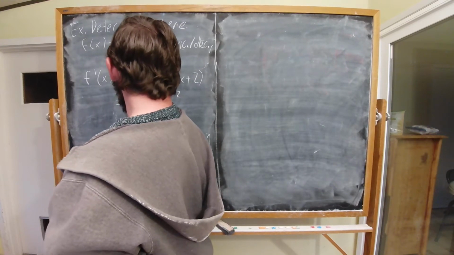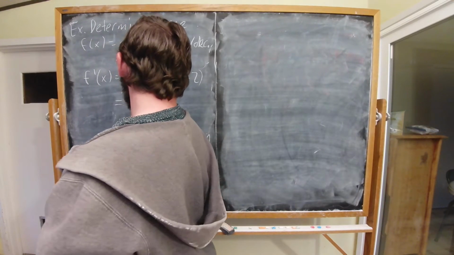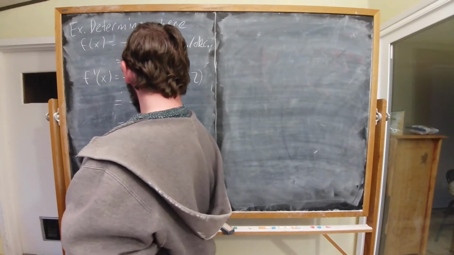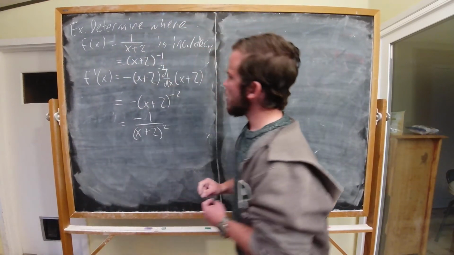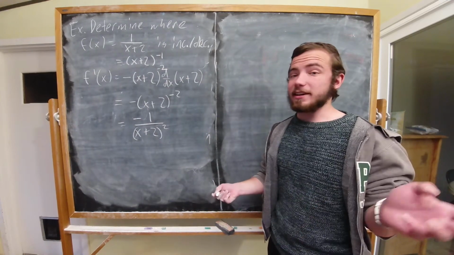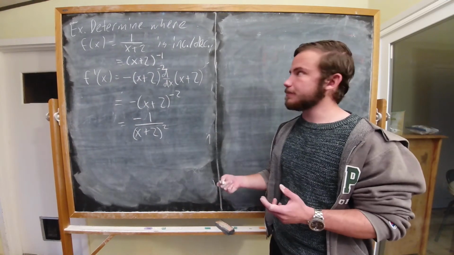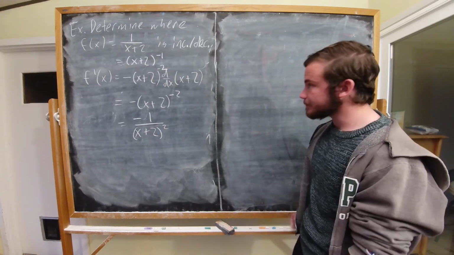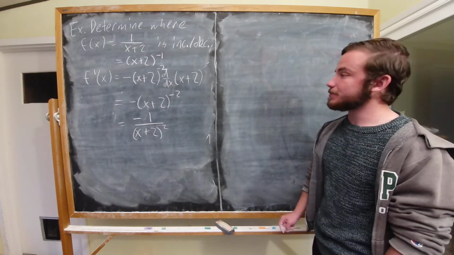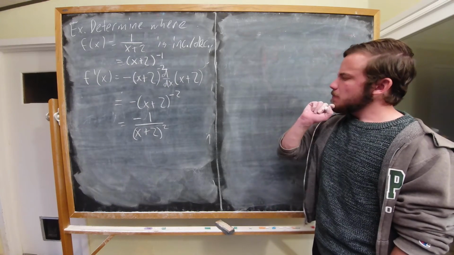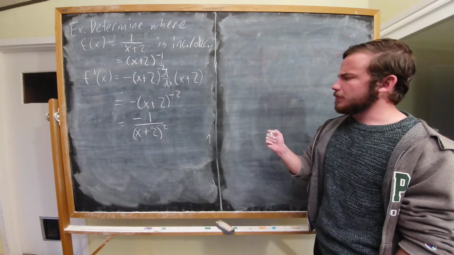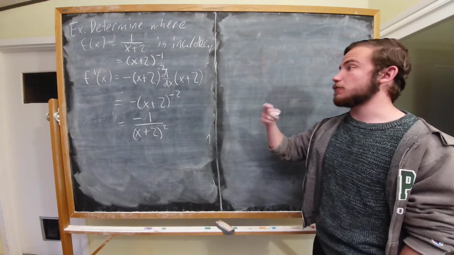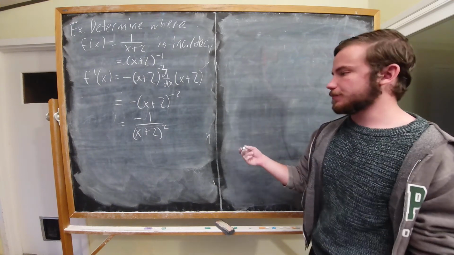So this is negative (x + 2) to the negative second, or in other words, negative 1 divided by (x + 2) squared. You could have used the quotient rule to get the exact same answer. I personally like the chain rule more because the quotient rule just sucks. Yes, I am biased. Okay, so that's our derivative. And now we need to solve when this is equal to 0.